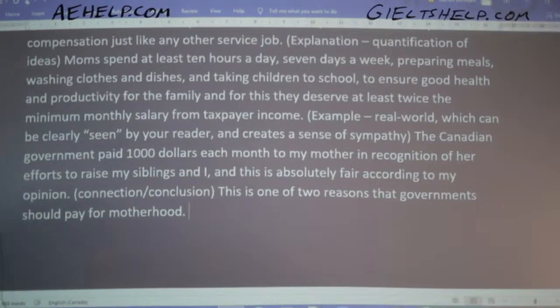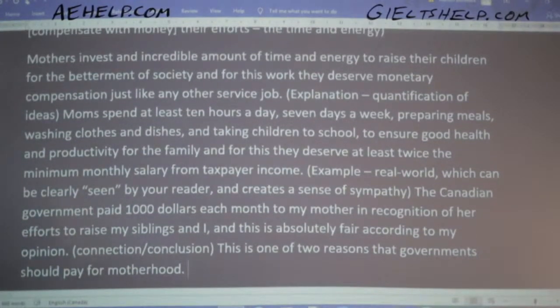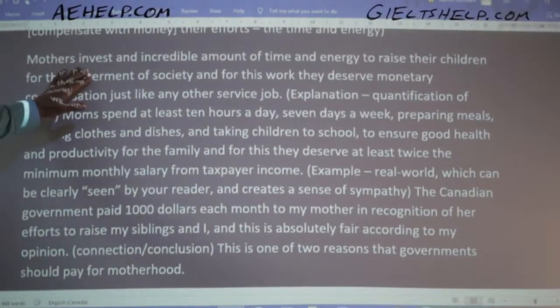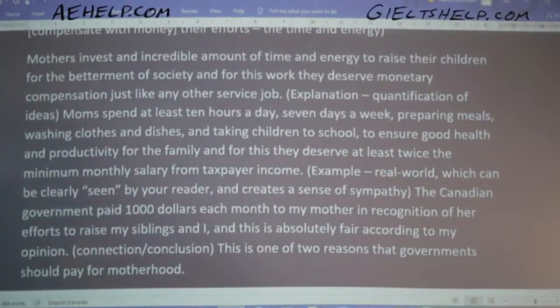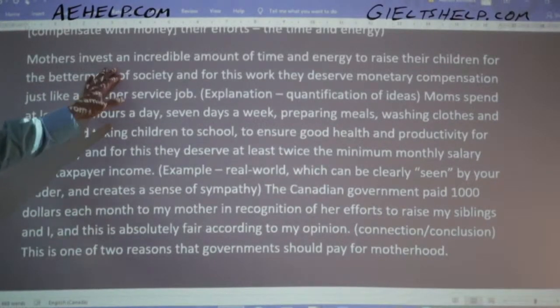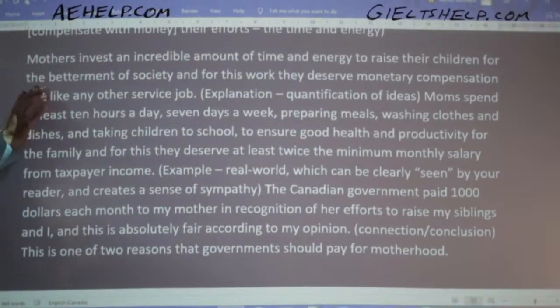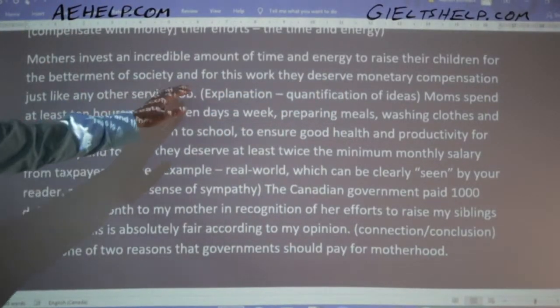Okay, so let's read this paragraph now. You'll notice it's not actually that long. It's roughly about 80 words or so, which is absolutely fine for a body paragraph. So now I'm making these important corrections to spelling, grammar, typos. Okay. So mothers invest an incredible amount of time and energy to raise their children for the betterment of society.